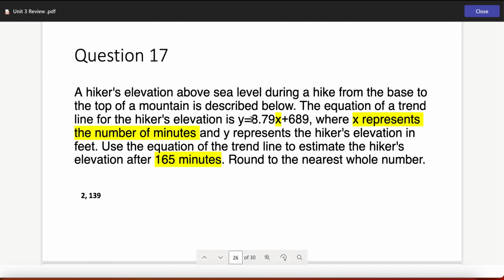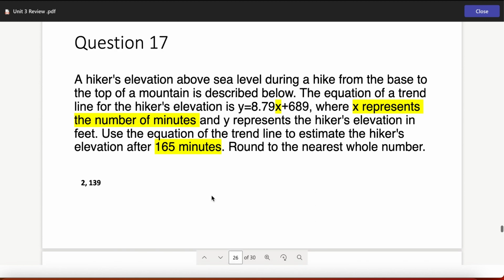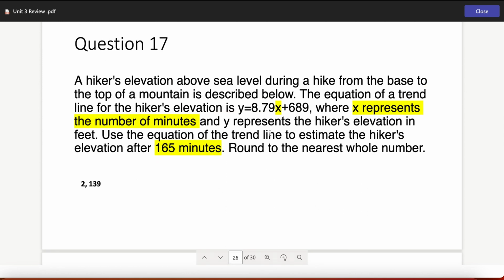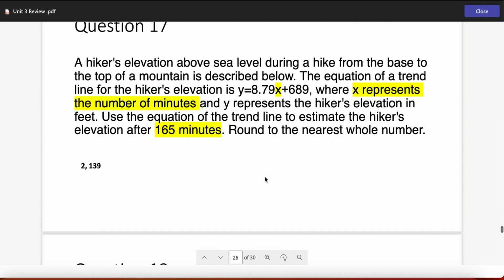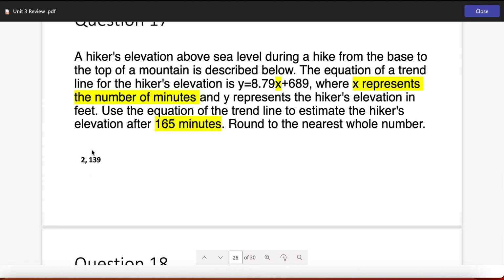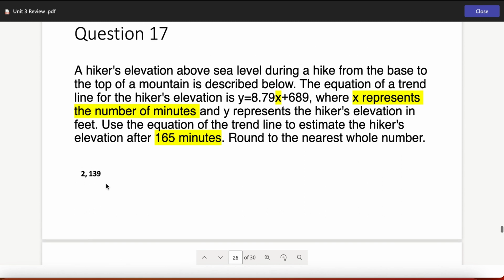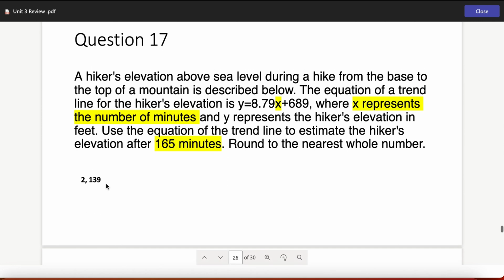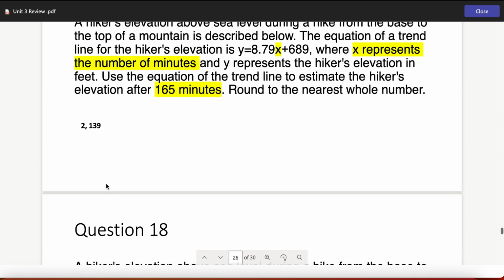So what you're going to do is multiply 8.79 times 165 minutes, and then you will get that, plus 689. And here the answer says 139. And yeah, so that's right.